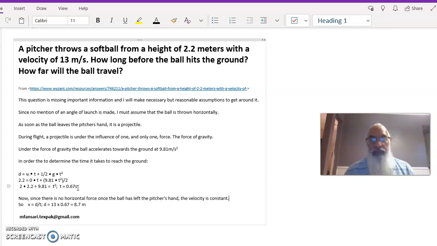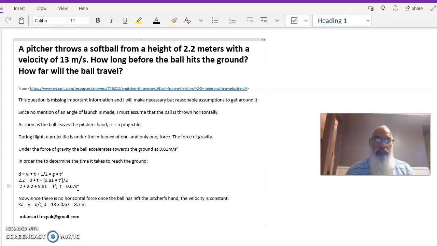Keep in mind, these are different directions. So 2.2 is not the distance traveled. That is just the height that it falls through. The distance traveled that the question is asking about is horizontal, starting from the pitcher and going all the way horizontally till such time as the ball hits the ground.